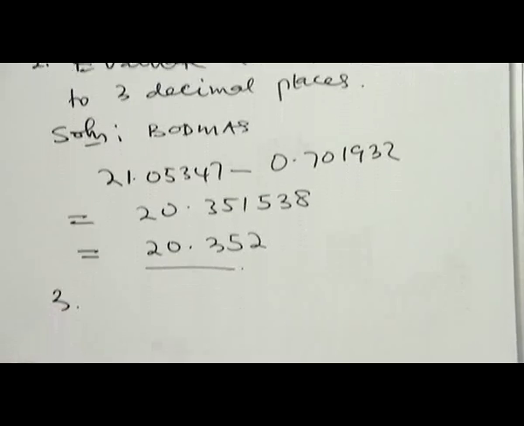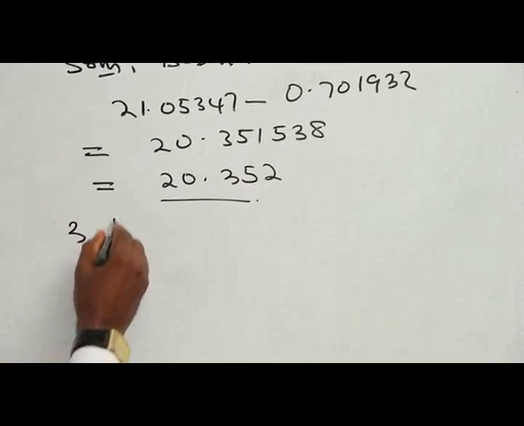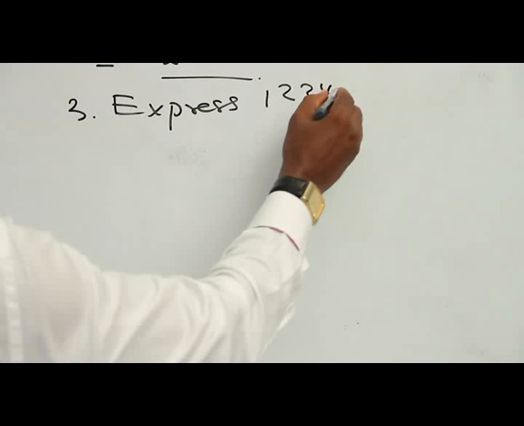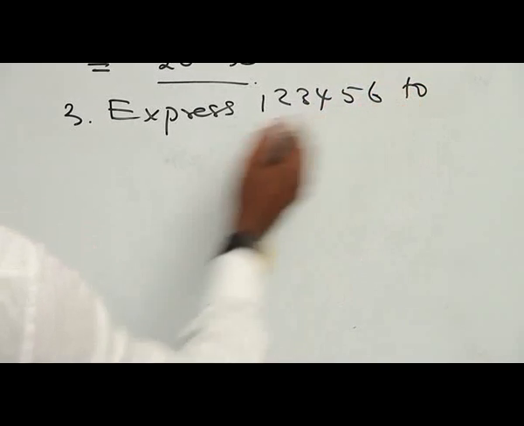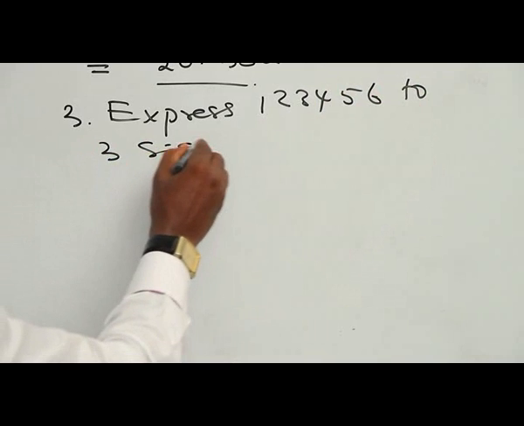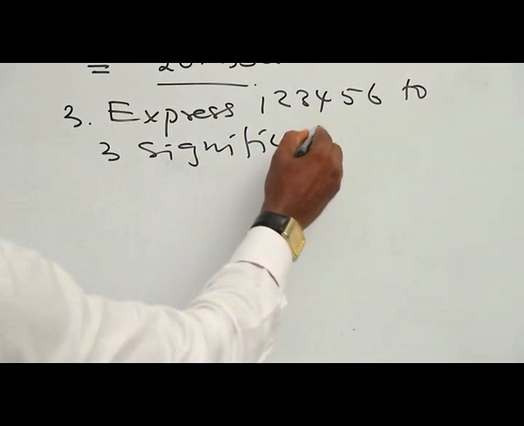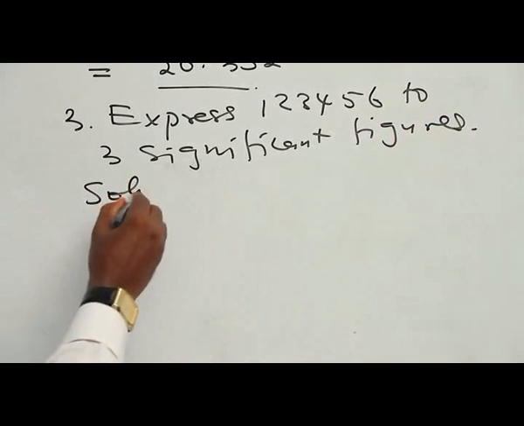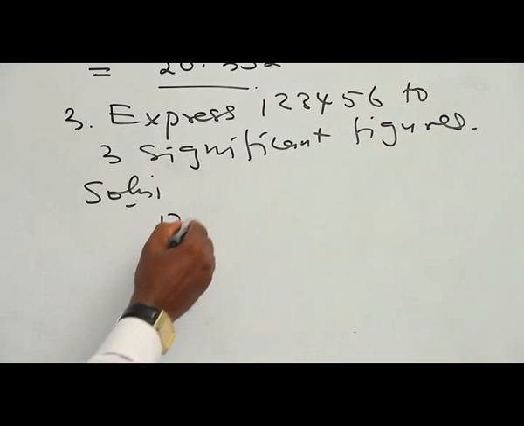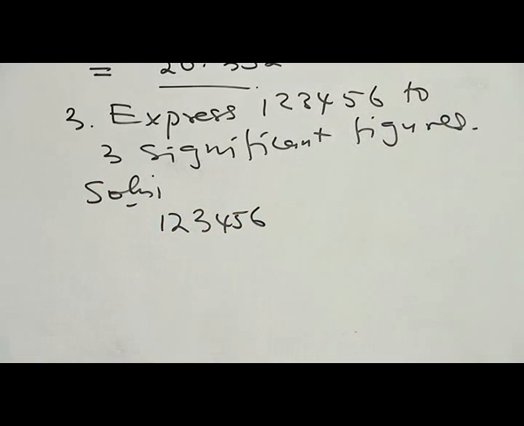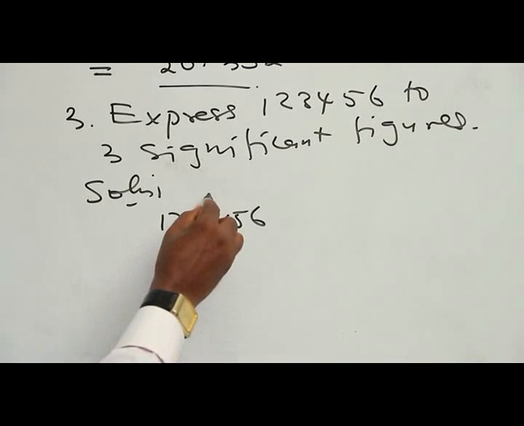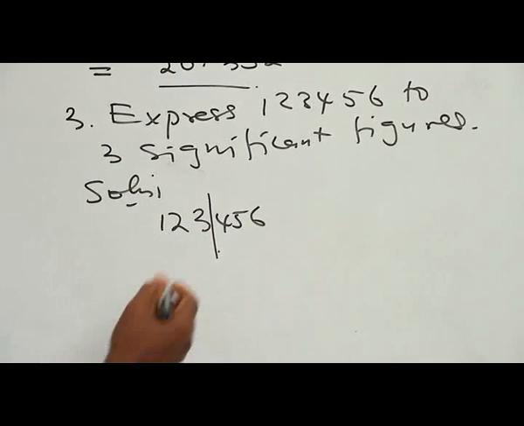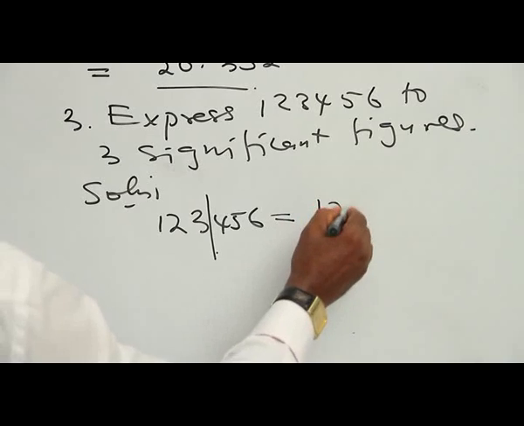Number 3, we can also take another number. It simply says express 123456 to 3 significant figures. So express that to this significant figure. The solution to this problem is quite simple. 123456. Now you can take 1, 2, 3. So the next number is not up to 5, so round everything down to 0. So this actually becomes 1, 2, 3.